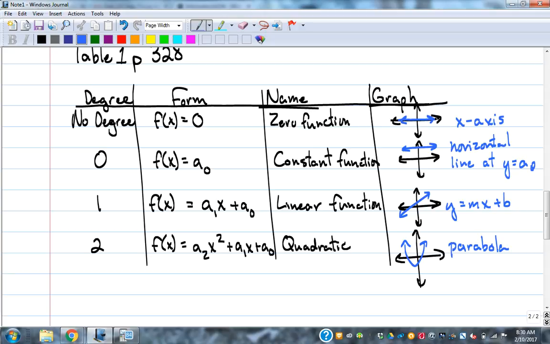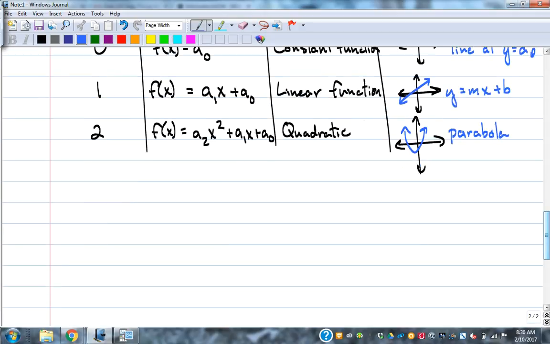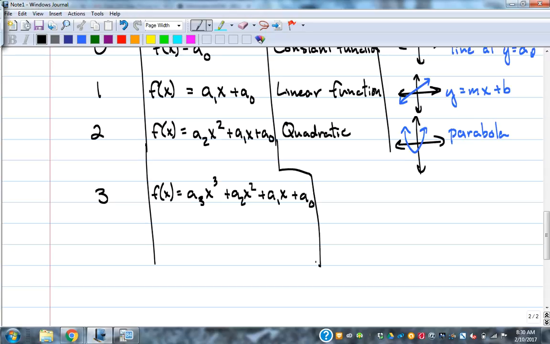So let's get to the stuff we hadn't done. Higher degree. But you actually have done this in Algebra 2. If it's got degree 3, then the highest exponent is cubed. So a sub 3, x to the third, a sub 2, x squared, a sub 1, x, a sub 0. And that's called cubic.